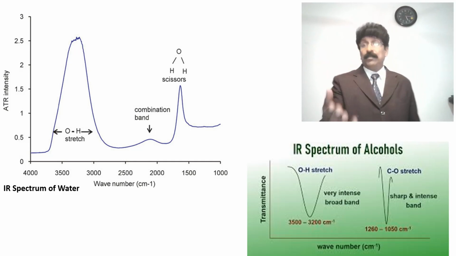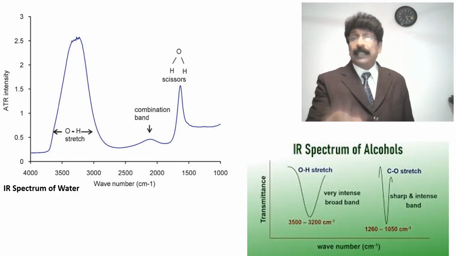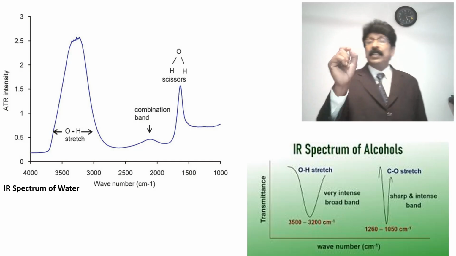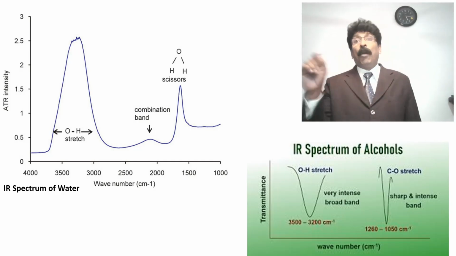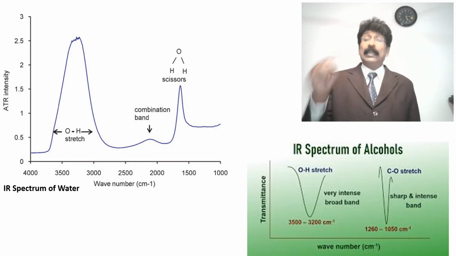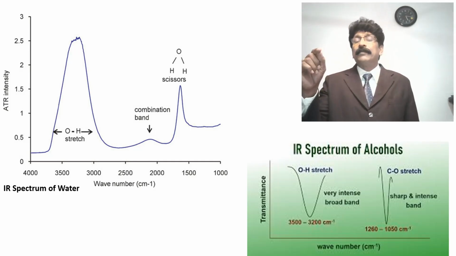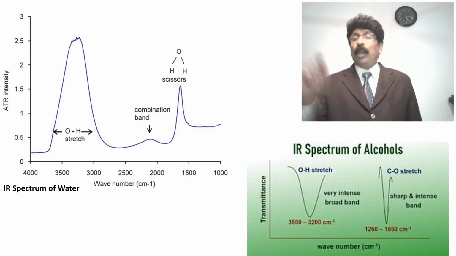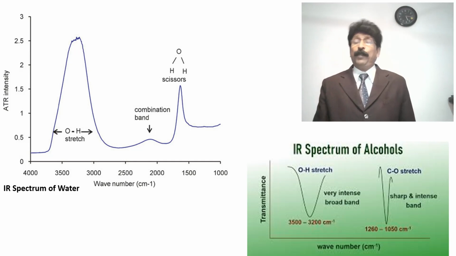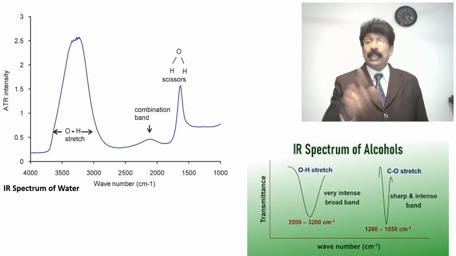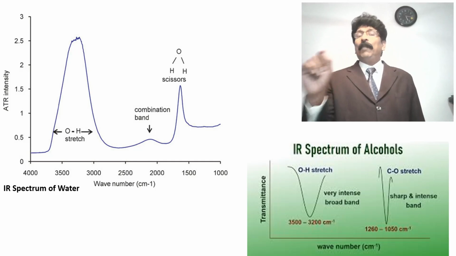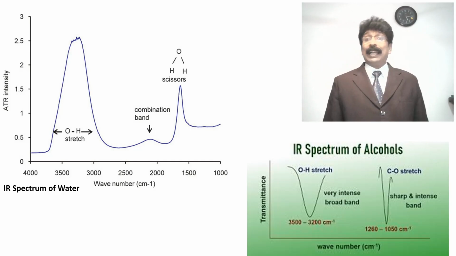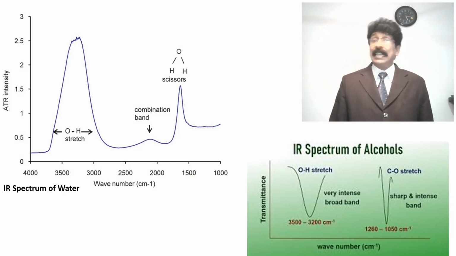This is the IR spectrum of alcohol. OH will give a peak at 3500 to 3200 centimeter inverse, and you will get a C-O bond peak, because ethanol has CH3CH2OH. So there will be C bonded with O, and O bonded with hydrogen. So it will be easy. You can get an intense peak due to the C-O bond, not a double bond, at 1260 to 1050 centimeter inverse.